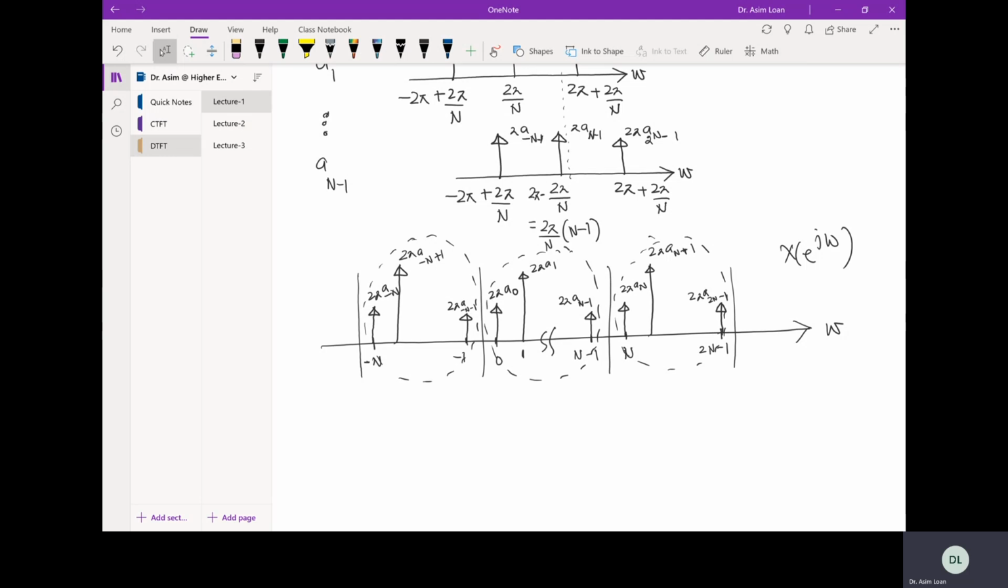So let's stop here. Next time we'll do the properties of the discrete time Fourier transform and applications, probably in the lecture that follows. Okay, thank you.